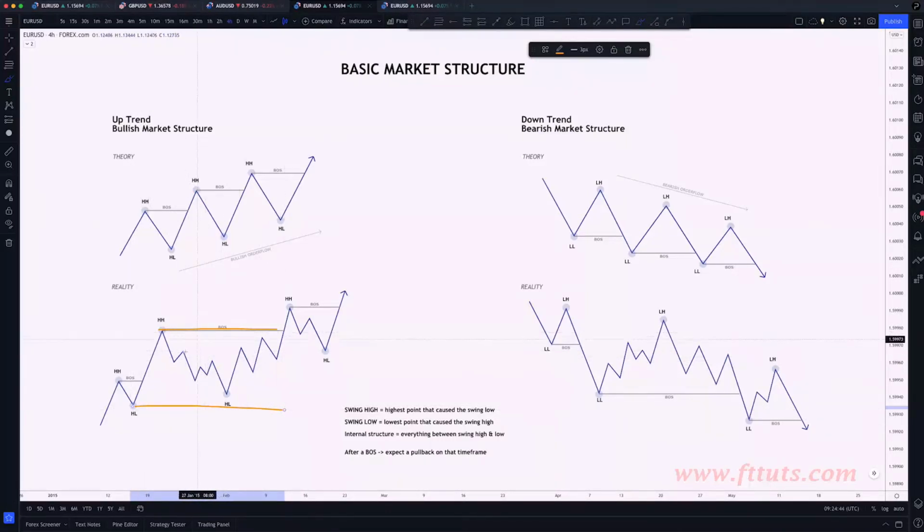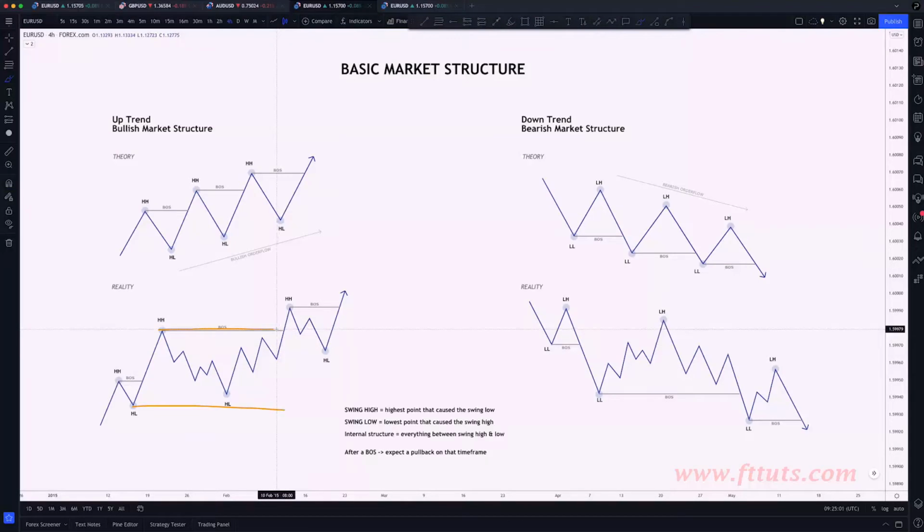Now, everything between that high, that orange line, and that low, that orange line, is just internal structure. So the whole time price is pulling back, it's breaking highs, it's breaking lows, price is still bullish. We're still within the swing high and the swing low. This is all just what I call internal structure.